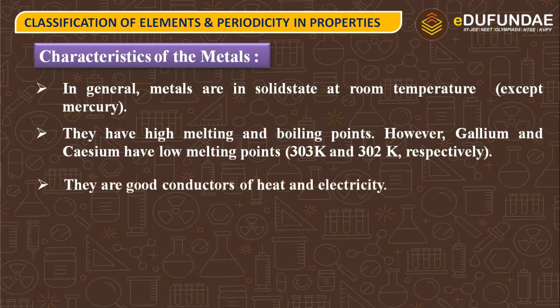Next, they are good conductors of heat and electricity. Yes, metals are good conductors of heat and electricity, and they let the heat and electricity pass through them. Next property is they are malleable and ductile in nature. Yes, metals can be drawn into sheets and they can be converted into thin wires. That is why they are malleable and ductile in nature.